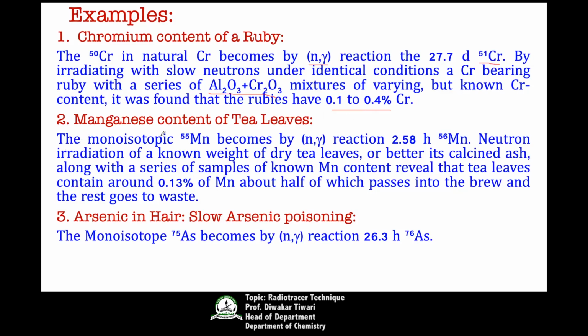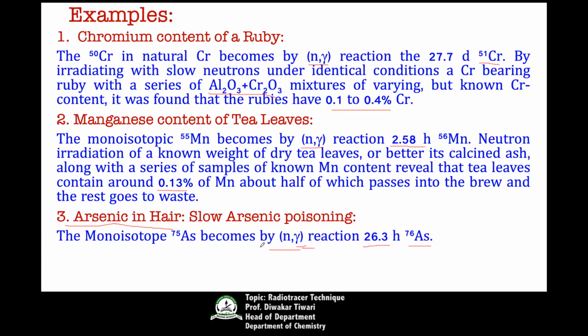Then the chromium quantity can be obtained. Similarly, the manganese content in tea leaves, where manganese-55 is converted into manganese-56 having a half-life of 2.58 hours. This is again the n-gamma reaction. Usually it comes to somewhere around 0.13%. Then arsenic poisoning, which shows in the hair. Here we analyze with neutron activation analysis, that is the n-gamma reaction that takes place. Arsenic-75 is converted into arsenic-76. Arsenic-76 is radioactive, having a half-life of 26.3 hours. The gamma radiations which come out are analyzed.